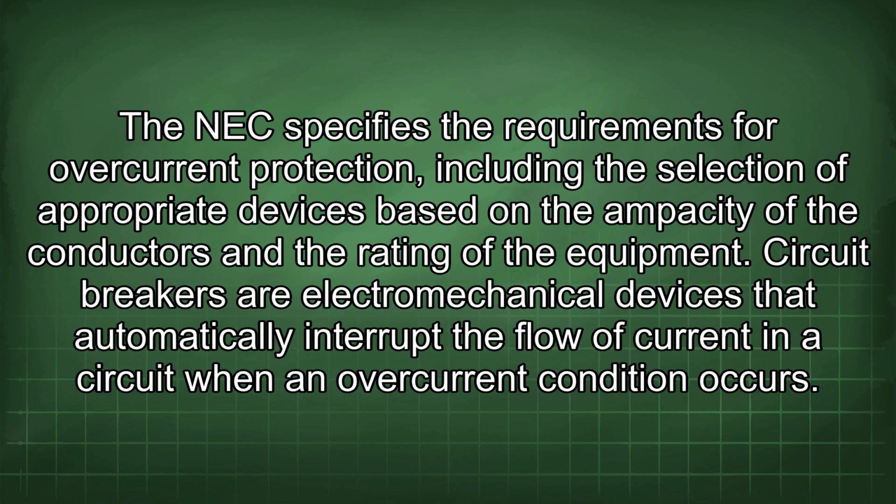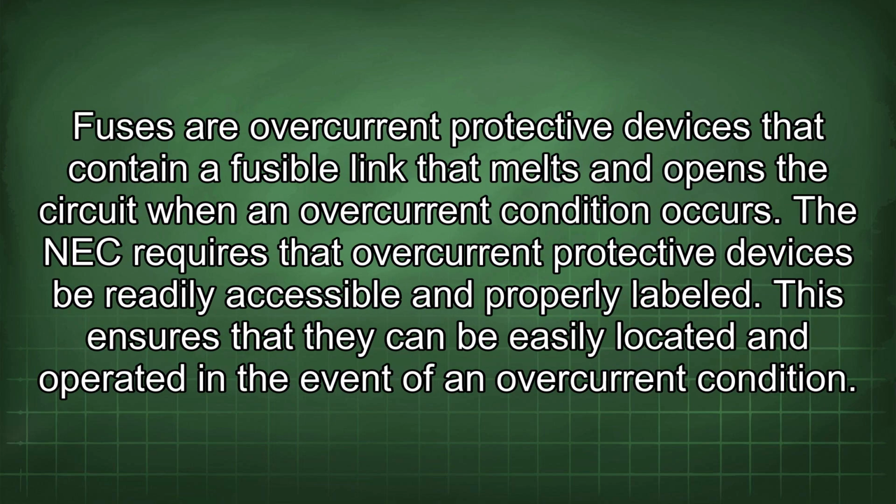Circuit breakers are electromechanical devices that automatically interrupt the flow of current in the circuit when an overcurrent condition occurs. Fuses are overcurrent protective devices that contain a fusible link that melts and opens the circuit when an overcurrent condition occurs. The NEC requires that overcurrent protective devices be readily accessible and properly labeled. This ensures that they can be easily located and operated in the event of an overcurrent condition.